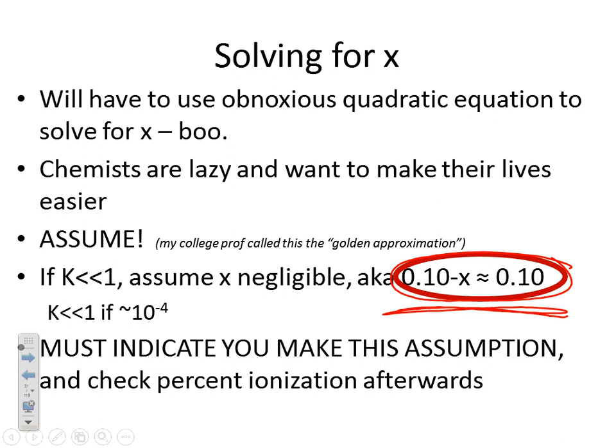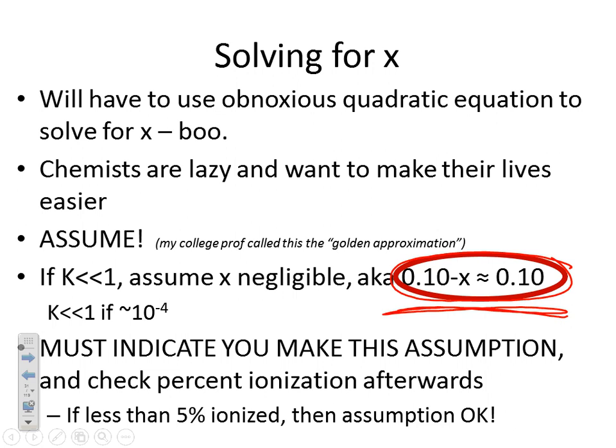Then you have to go back and check for percent ionization. If percent ionization is less than 5%, then we consider the assumption to be valid. So basically the two rules about this assumption are, number one, please indicate that you're making it, and number two, go back and check and make sure that the ionization was in fact less than 5%. If it's less than 5%, then it's okay to assume, then we're basically saying that X is super small, and it's okay to use this assumption. If percent ionization is actually greater than 5%, you have to use the quadratic equation in order to solve for it.